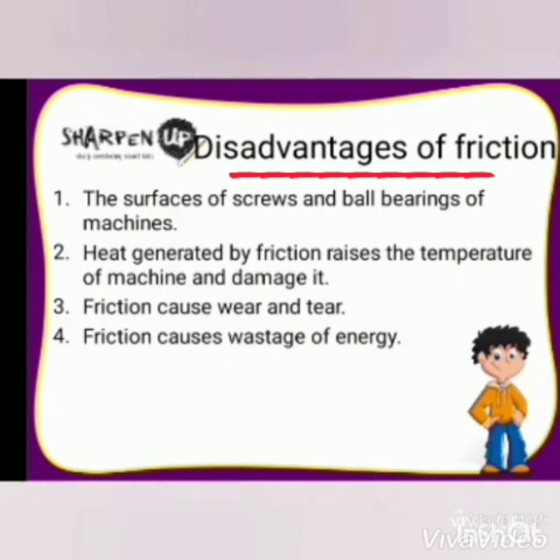Disadvantages of friction. First one, the surfaces of screws and ball bearings of machines. Second, heat generated by friction raises the temperature of machine and damages it. Third one, friction causes wear and tear. Fourth one, friction causes wastage of energy.